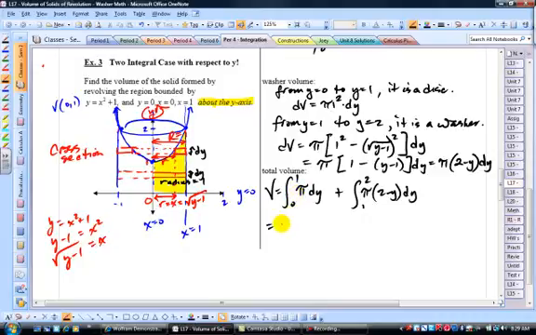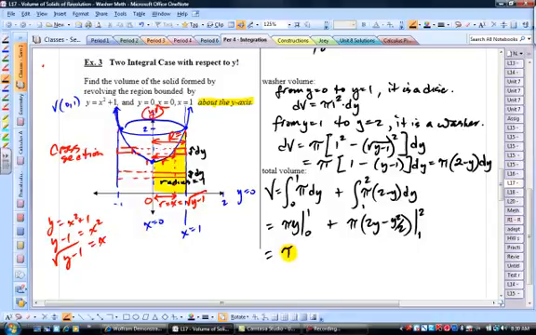Okay, my first integral is going to give me pi y, and I have to evaluate from 0 to 1, plus pi times the quantity 2y minus y squared divided by 2, evaluated from 1 to 2. Okay, and we just evaluate this.